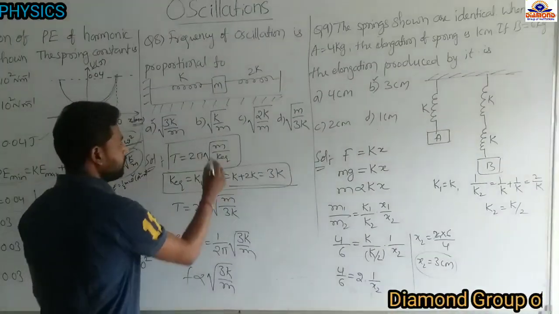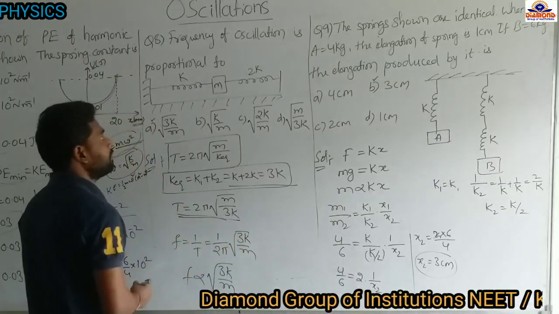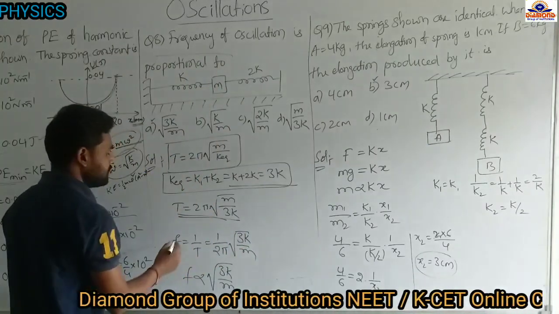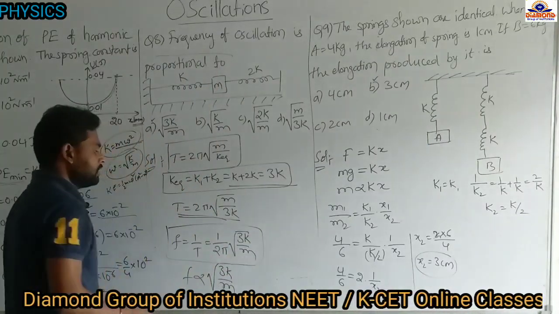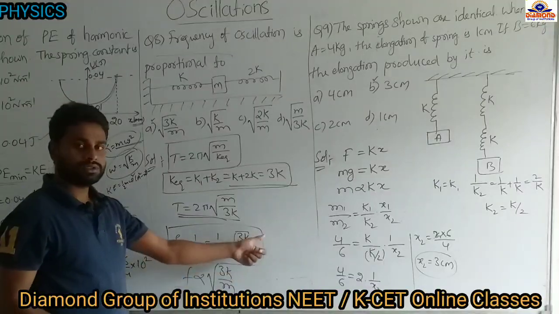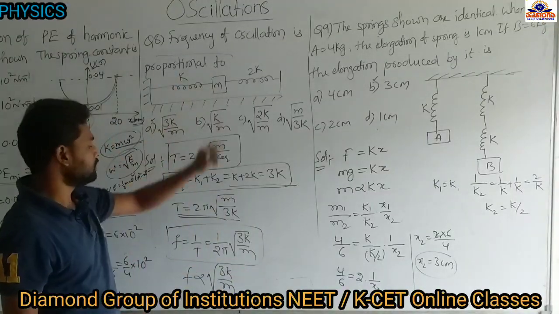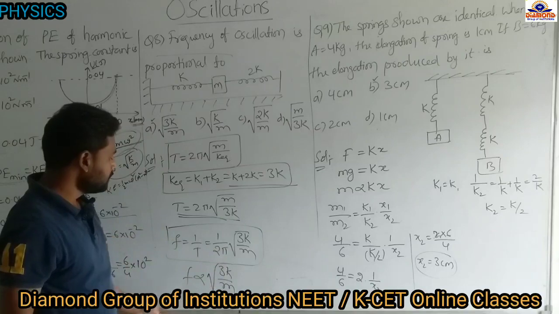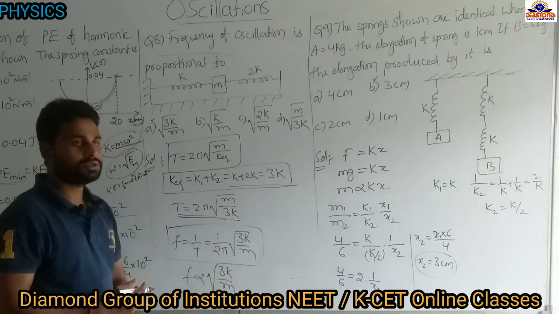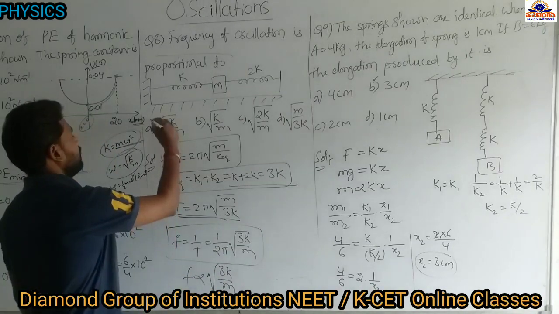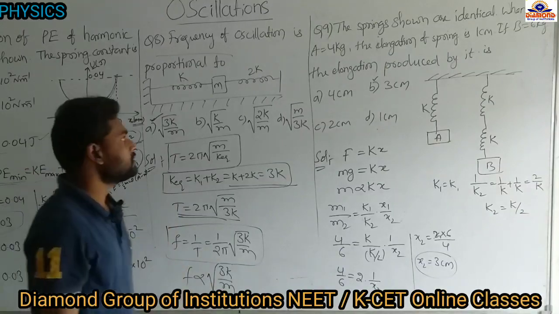So T equals 2 pi root of m by K equivalent, which is 3K. This is the time period, but they are asking for the frequency. Frequency is the inverse of the time period, so f equals 1 by 2 pi times square root of 3K by m. They are asking for proportionality, so 1 by 2 pi is a constant, and f is directly proportional to root 3K by m. A is the right option. Very easy problem. Next, see the next question.